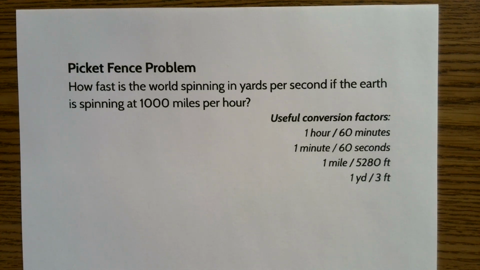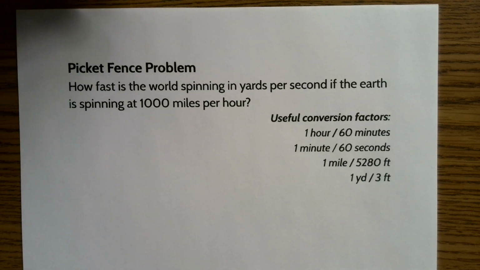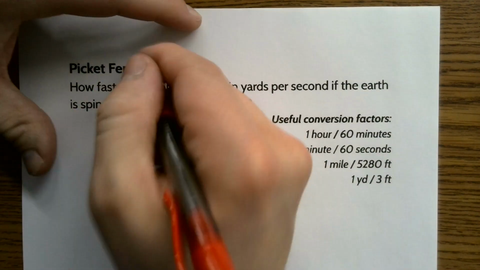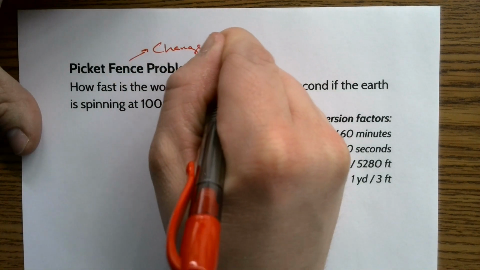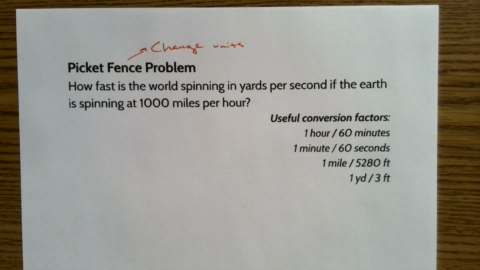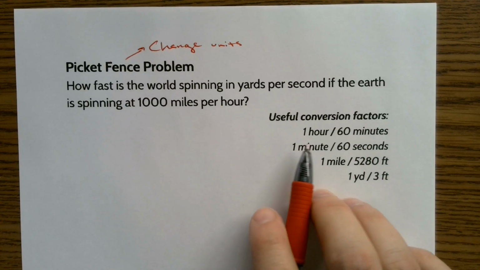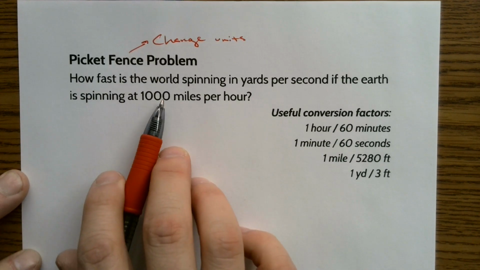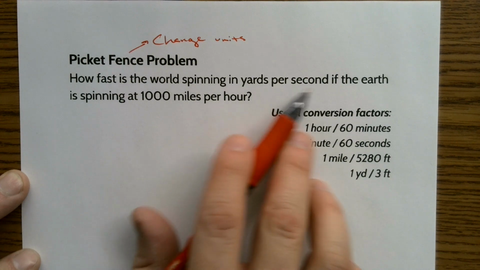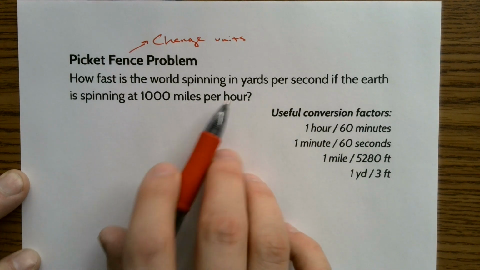Okay, a picket fence is a method to convert or change your units. The picket fence's purpose is to change units. We're not so much worried about the values, the numbers associated with them, but more concerned about the unit itself, like hours, minutes, seconds, miles, feet, etc. In this problem, we're going to solve how fast the world is spinning in yards per second if the Earth is spinning at 1,000 miles per hour.